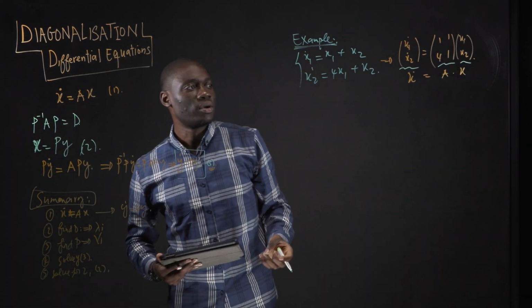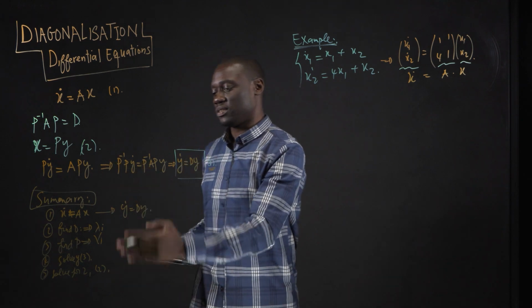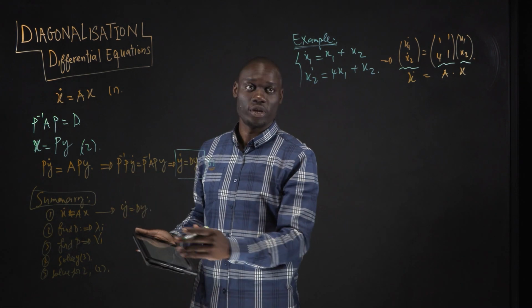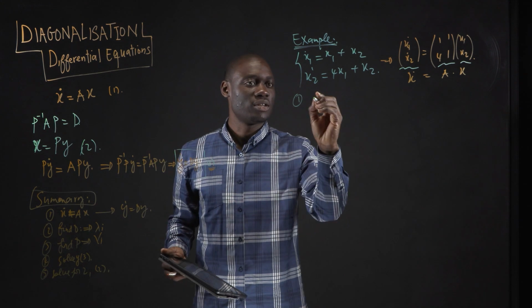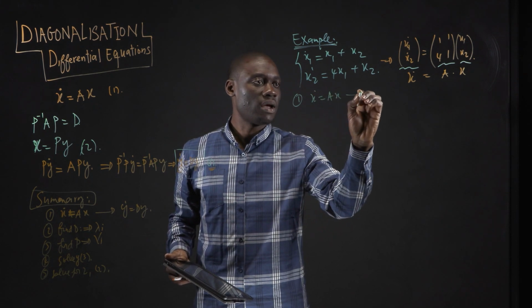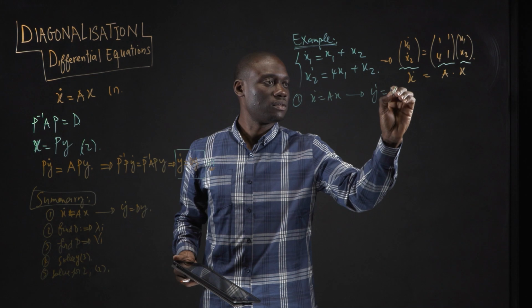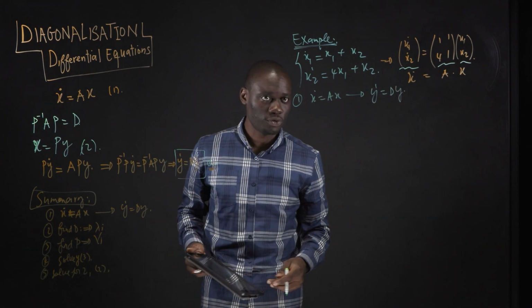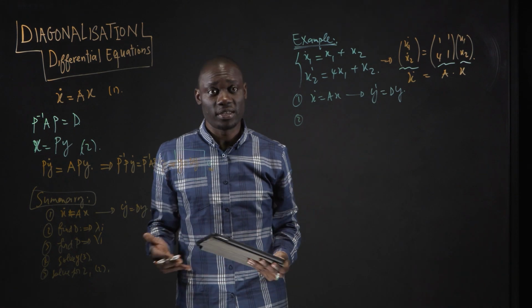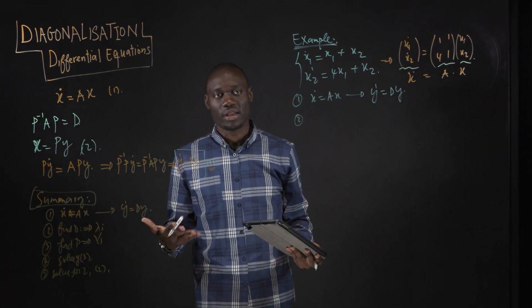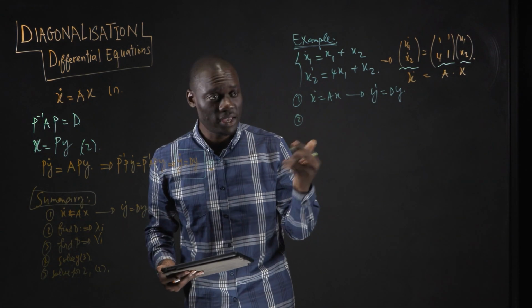Now, following the steps in the summary that we showed here, you have to transform this to y dot equals D y, which is equation 3. It means that you have to find matrix D, which is the diagonal eigenvalue matrix. So we have to find the eigenvalues.